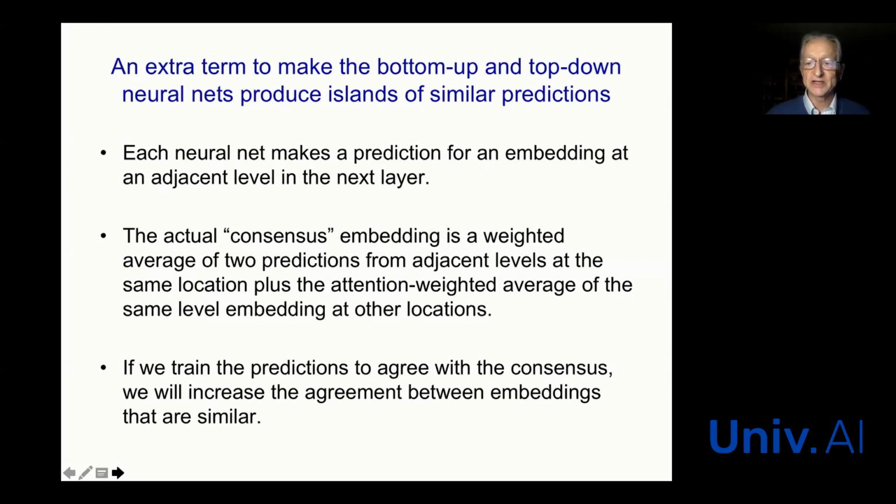You then average those predictions, and you average them together with the information coming from similar representations at nearby locations using an attention-weighted average. And then what you do is you say, we want the bottom-up and top-down neural nets to try and agree with the average. So they have their individual predictions, and we try and make their individual predictions agree with the general consensus coming from the bottom up, the top down, and from other locations, not just that location. And so we can train those nets to agree, and that will cause it to be better at forming islands. And we've actually implemented a very simple version of that, and that works.